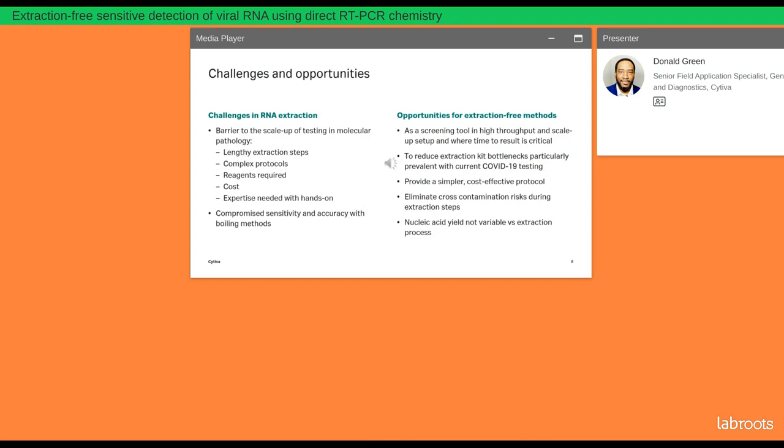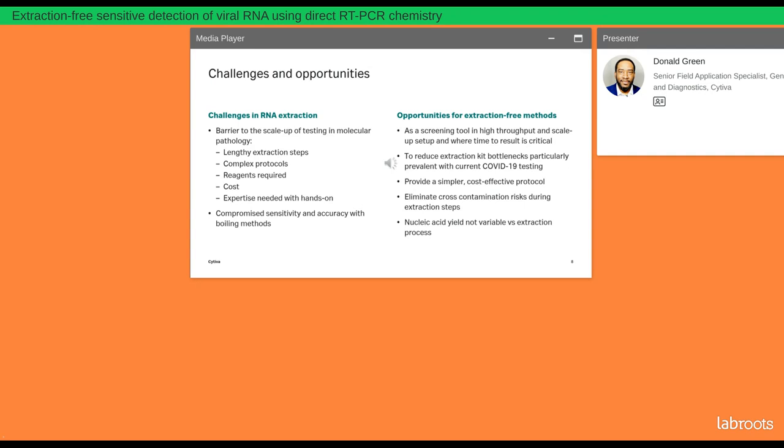What are some of the challenges and opportunities associated with just doing RNA extraction? Typically, some of the challenges in RNA extraction include the barrier to scale up the testing in the molecular pathology lab because of lengthy extraction steps, because of complex protocols, because of the number of reagents required, because of the cost, the expertise needed with hands-on, and then the compromised sensitivity with some of the older methods.